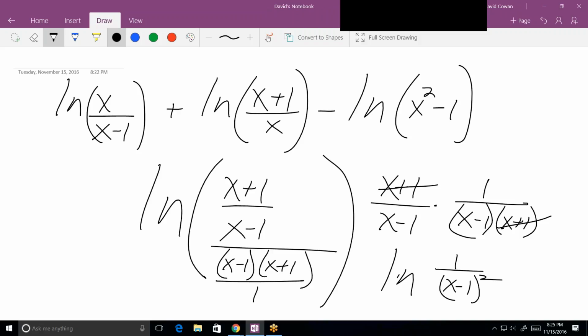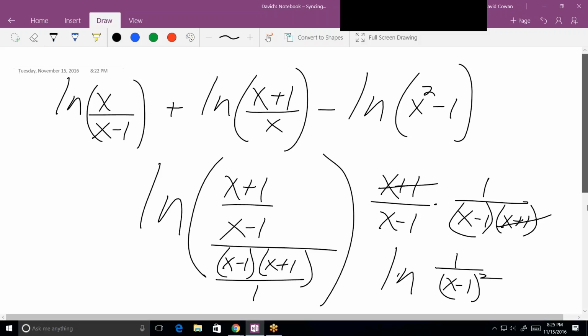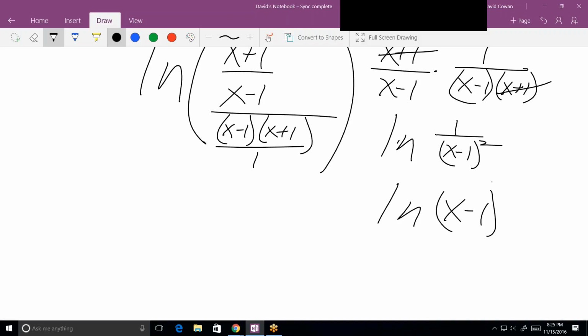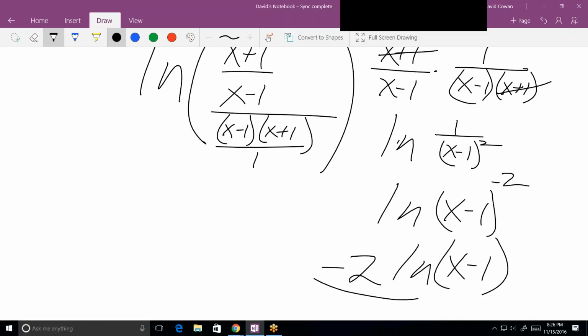Now you might ask, can I do anything with that too? Well, actually you can. I can also write that as natural log of (x minus 1) to the minus 2 power, the same number. In other words, 1 over (x minus 1) squared is the same as (x minus 1) to the minus 2. Now I can bring that minus 2 down because it's an exponent. And there's my answer. If they gave you answers, that's what you should find.